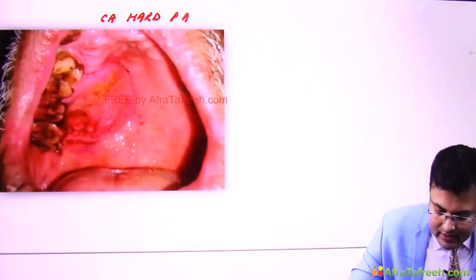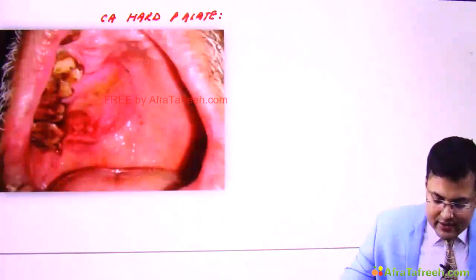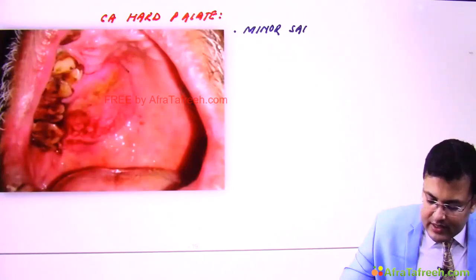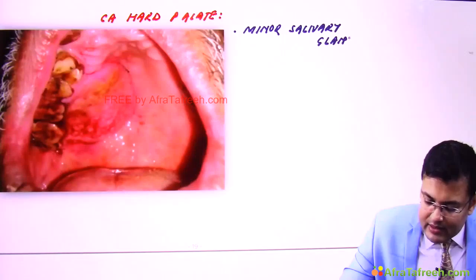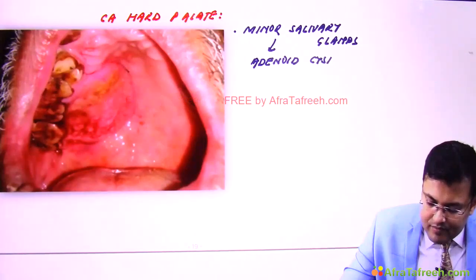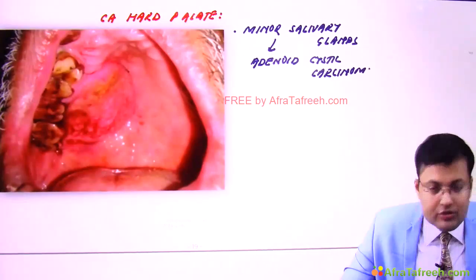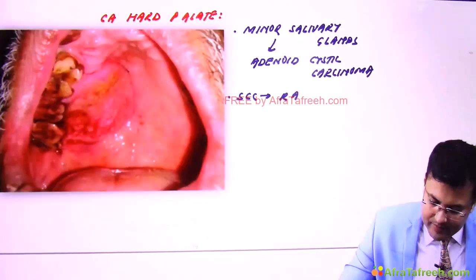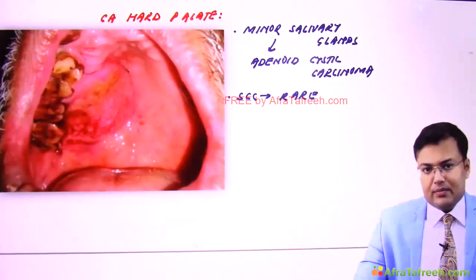Clear? And squamous cell carcinoma is rare. Why? Because it is arising from minor salivary glands. So in majority of cases, it is arising from minor salivary glands. So what's the type generally? It's adenoid cystic carcinoma. Okay, squamous cell carcinoma is rare. So you have to remember that squamous cell carcinoma, it's rare. Clear?